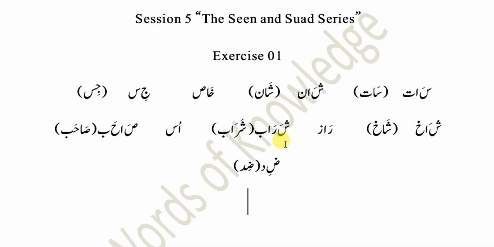Then it's Sheen with a zabar sign, then Re with a zabar sign, then Alif and Be, and the whole word is called Sharab.